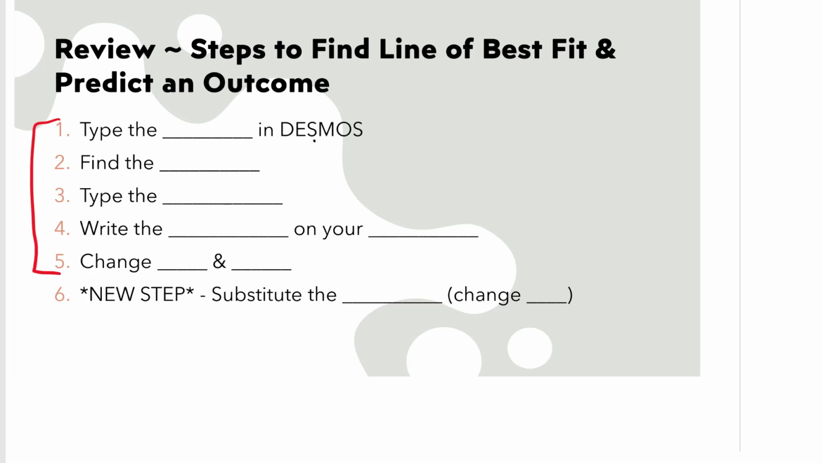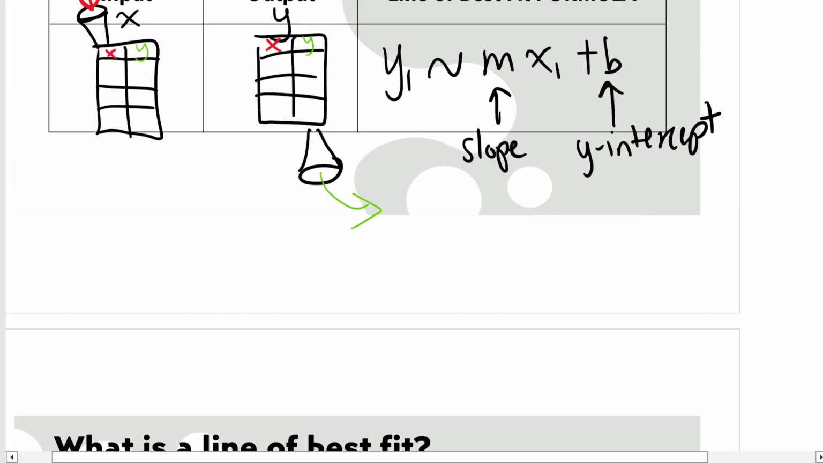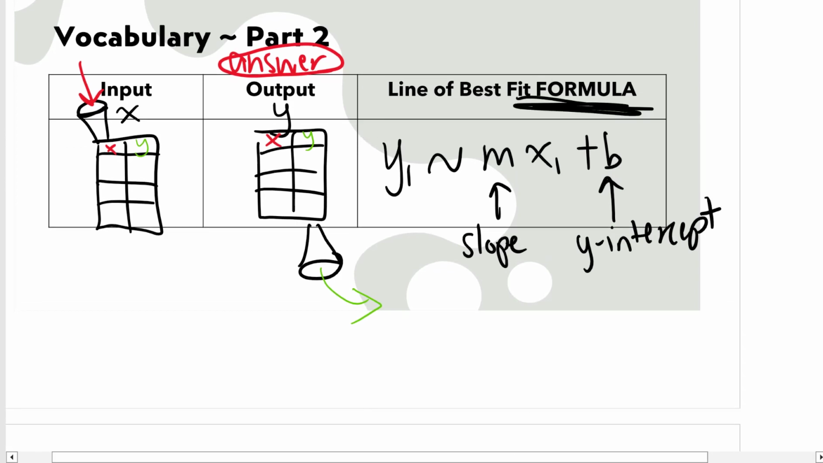So, step 1, type the table in Desmos. Step 2, find the points. And then, is it a line or is it a curve? Step 3, type the formula. And the formula is this formula, line of best fit.